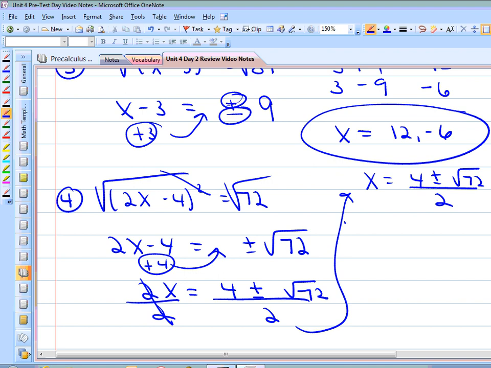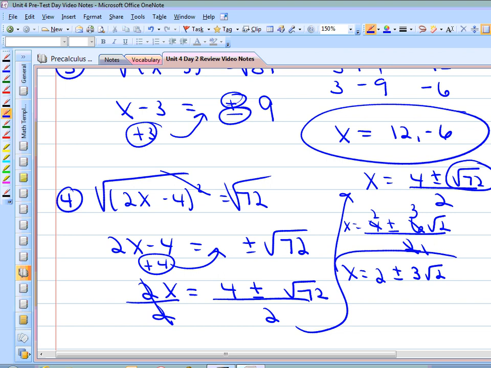So now I'm rewriting that x is equal to 4 plus or minus, I just simplified the square root of 72 to 6 square roots of 2, all over 2. And now we're going to go ahead and reduce this a little bit further. 2 goes into 2 once, 2 goes into 4 twice, and 2 goes into 6 3 times. So we have x equals 2 plus or minus 3 square roots of 2. That would be your final and full answer.